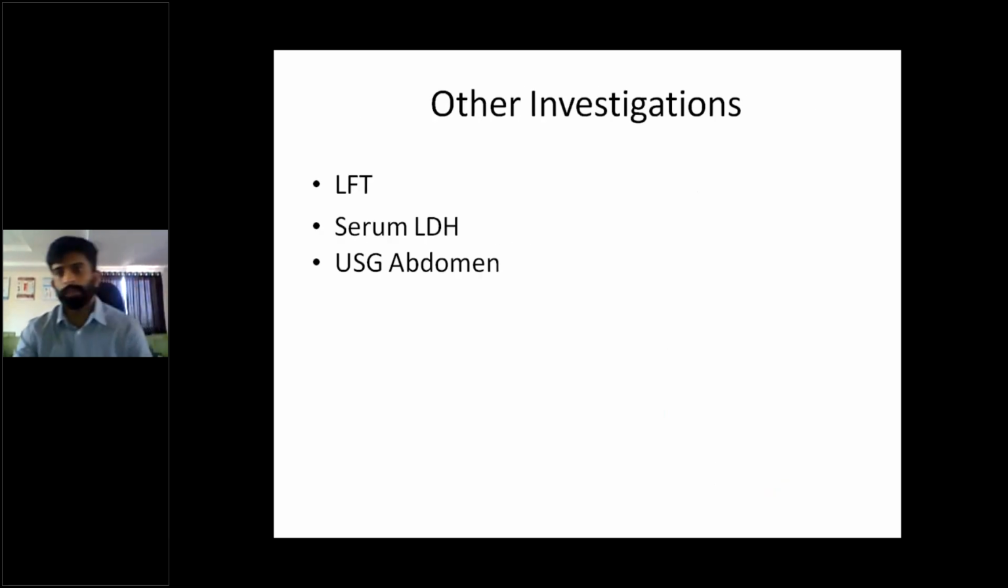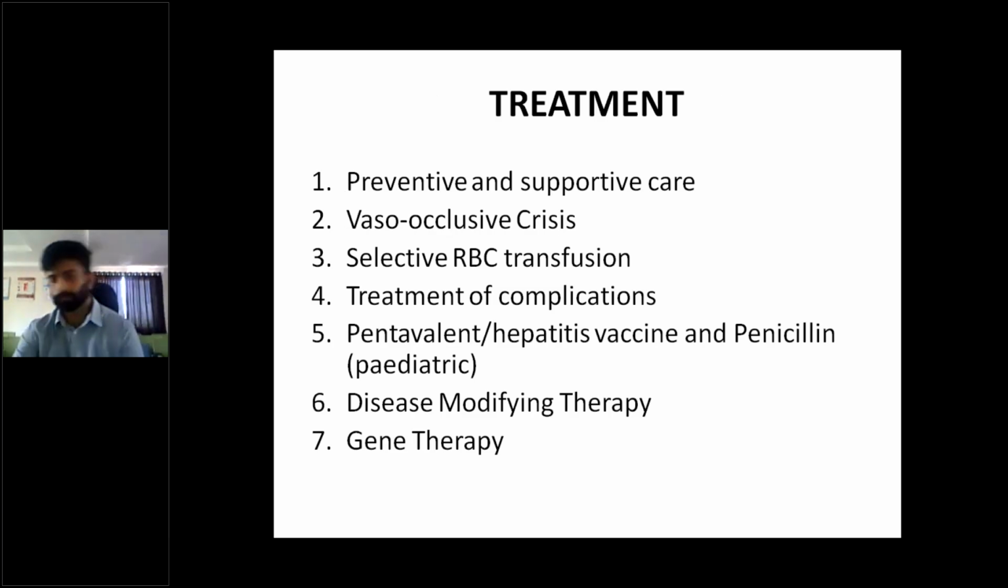Other investigations are LFT, which may show raised bilirubin, serum LDH, which is raised, and ultrasound abdomen, which might show either increased size of the spleen in the beginning of sickle cell anemia, eventually leading to a shrunken spleen, and probably in the end stages or in the early ages of adolescence, you can see a complete auto splenectomy in ultrasound abdomen. There can be mild hepatomegaly also. So that's what we discussed in the last class.